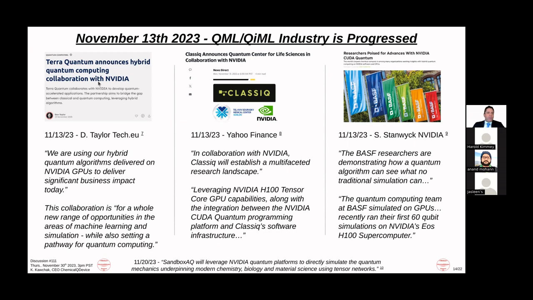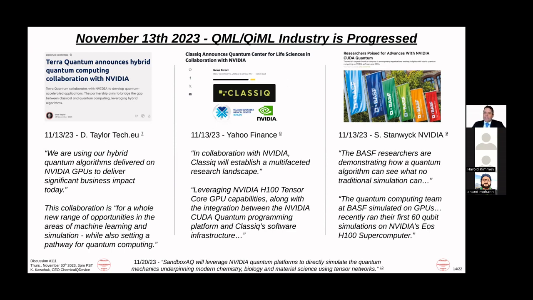So you see the one on the left, Terra Quantum, said they're using their hybrid quantum algorithms delivered on NVIDIA GPUs to deliver significant business impact. And this middle one is actually this company, Classiq, in Israel. They're an algorithm company, and they partnered with this Tel Aviv hospital in Israel. And they say they're leveraging these NVIDIA H100 Tensor Core GPUs, which is a GPU that has Tensor cores, integrating NVIDIA QQuantum with their own Classiq software infrastructure.